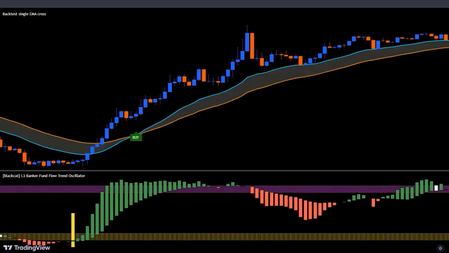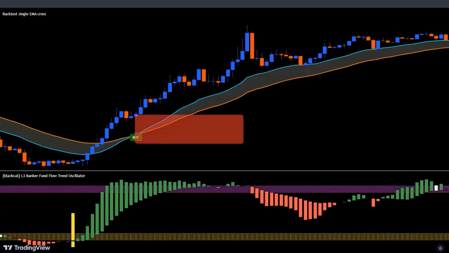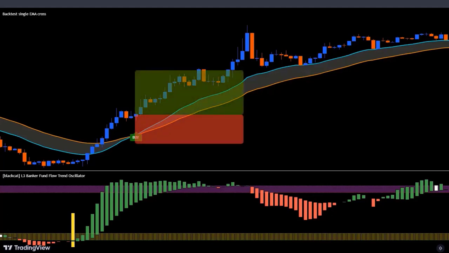The next condition we need to check is the banker fund flow, which is showing a value of more than 80. So based on these conditions, we can enter into a long position with a stop loss placed below the crossover. For initial target 1, we can aim for a risk to reward ratio of 1:2. If we look at this chart, we can see that EURUSD has shown a good movement after the confirmation of our buy signal.